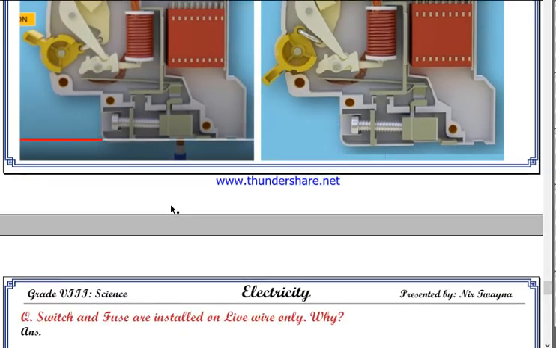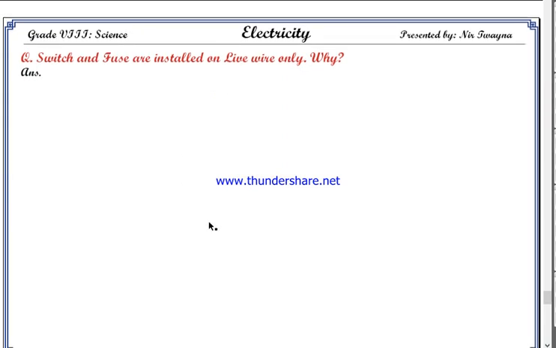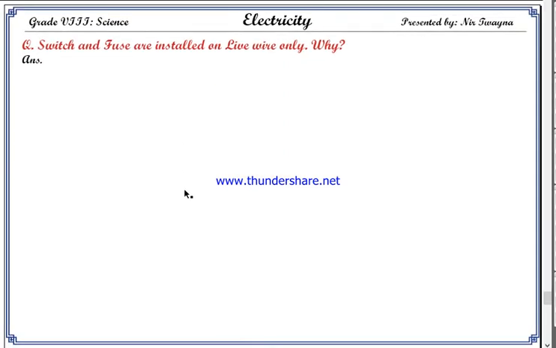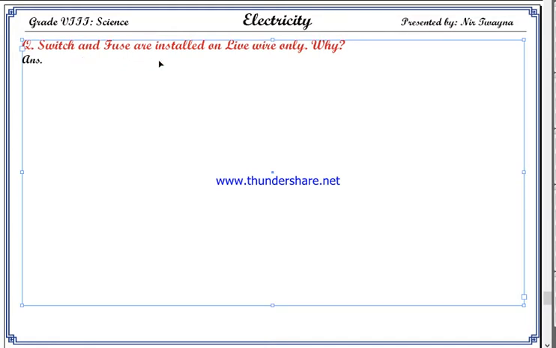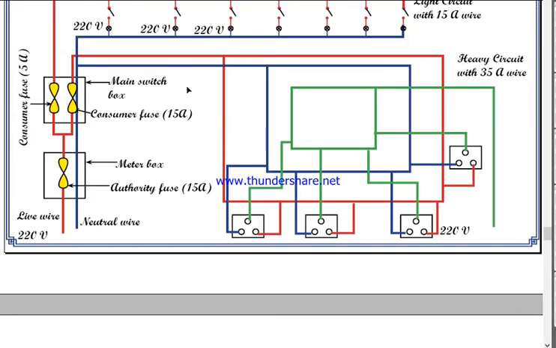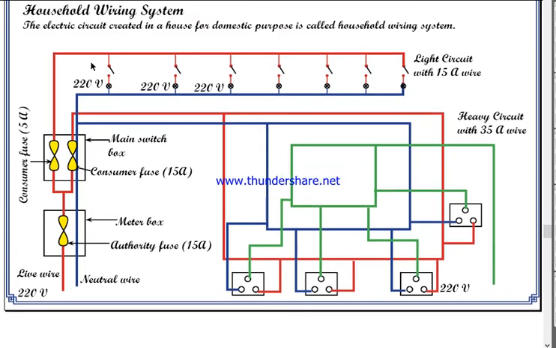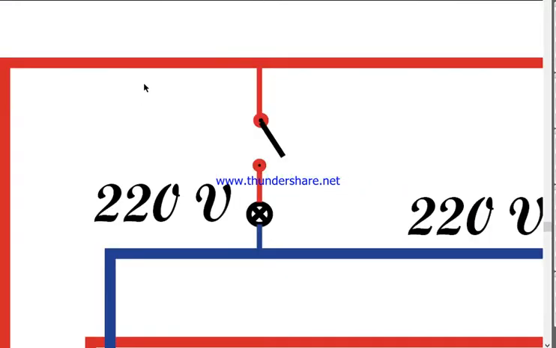Okay, now the next thing, the last thing in this lesson we need to discuss is that switch and fuse are always installed on live wire only. Why? Let us see this diagram once again. You can see here, this is live wire, this is neutral wire. Yes, this is switch, and you can see switch is placed in live wire.